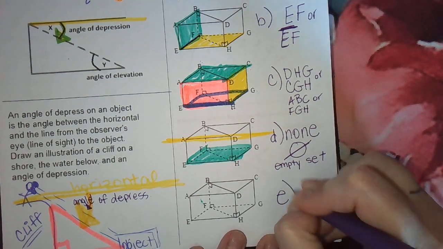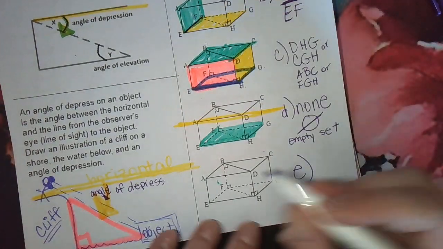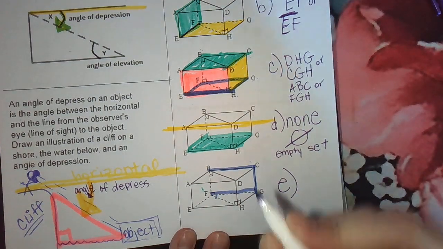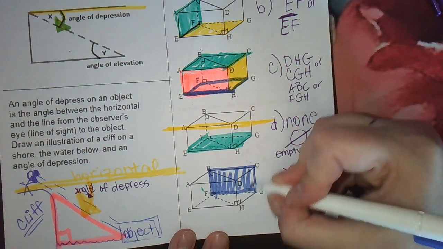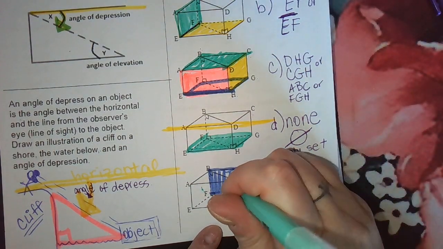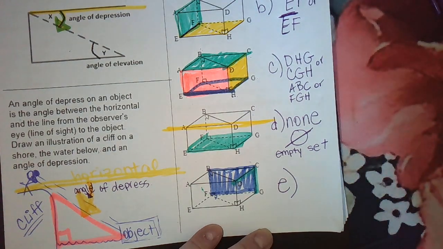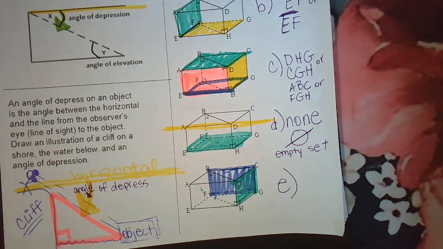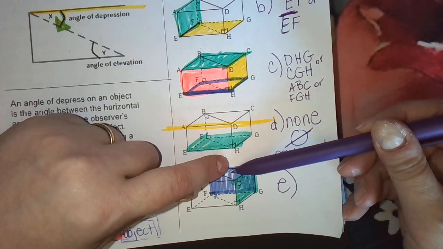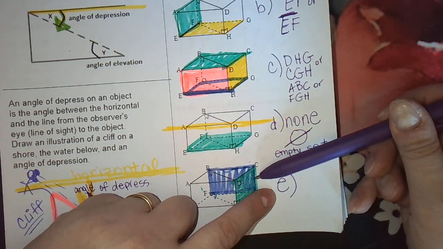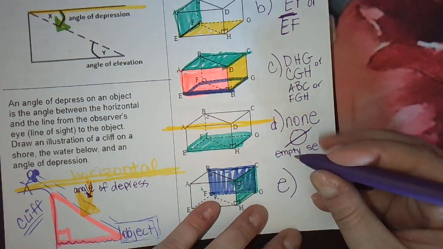Okay, let's look at part E. Part E says, explain why planes BCG, let's find BCG, which plane is that? Looks like the back side of the rectangle. So explain why this, and DCG, where's DCG? DCG, which plane is that? It's the side looking one. Okay, so part E says, why is this back purple side and this right green side perpendicular?